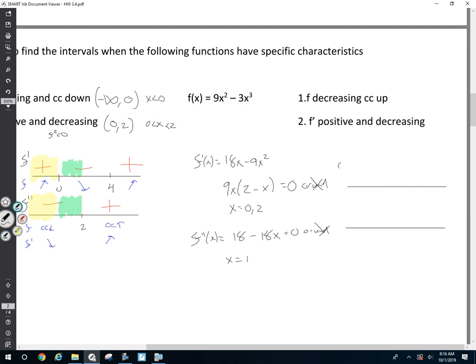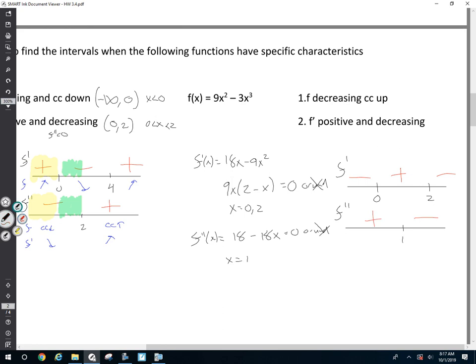For f prime and f double prime, 0 and 2, 1. Plugging in 3, positive, negative. Plugging in 1, positive, positive. Plugging in negative 1, negative, positive. Plugging in 2, 18 minus 36. Plugging in 0, 18 minus 0.